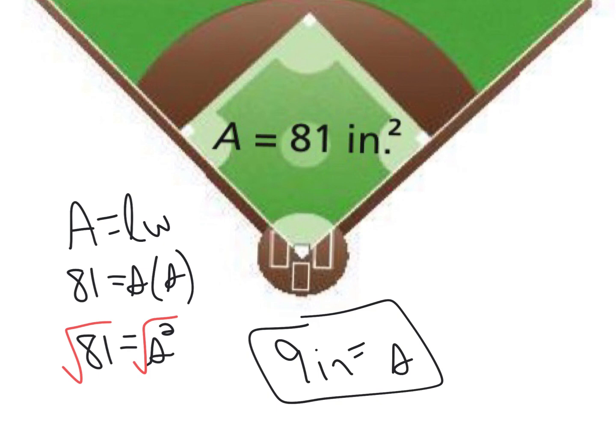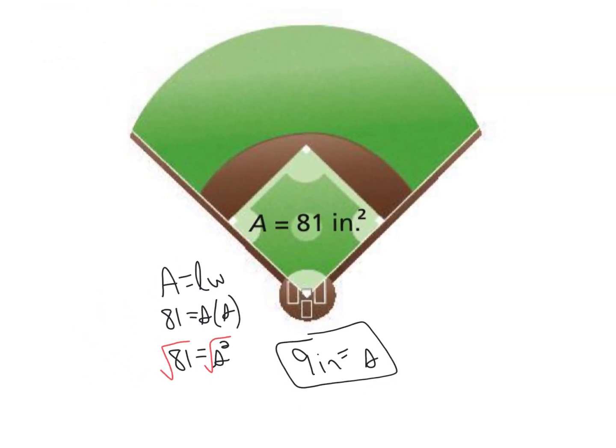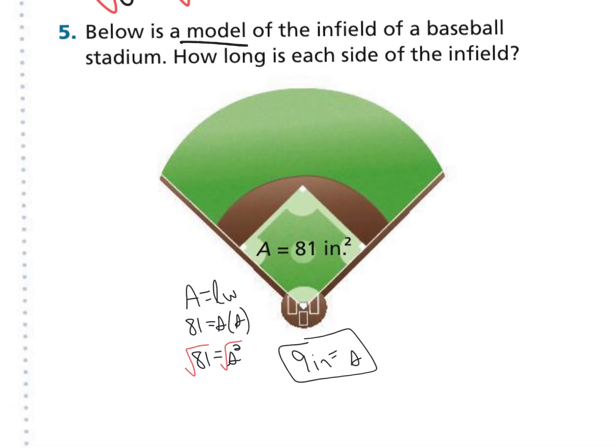And this is a model, if anybody was wondering. This is a model. 9 inches for a base path, otherwise you'd take one step and you'd already be to the base. So people would be stealing bases and constantly scoring, I guess, on this game if it wasn't a model.